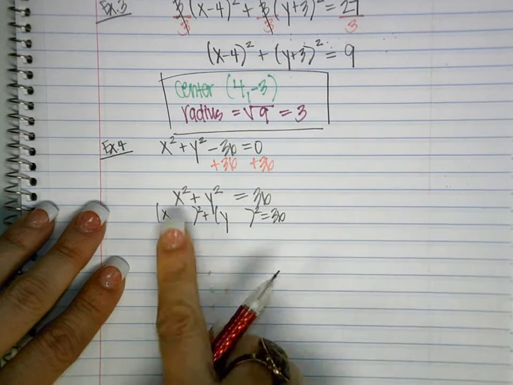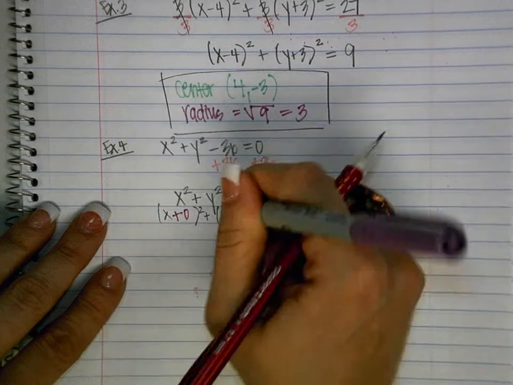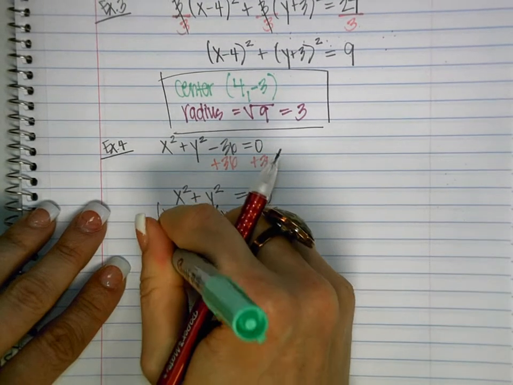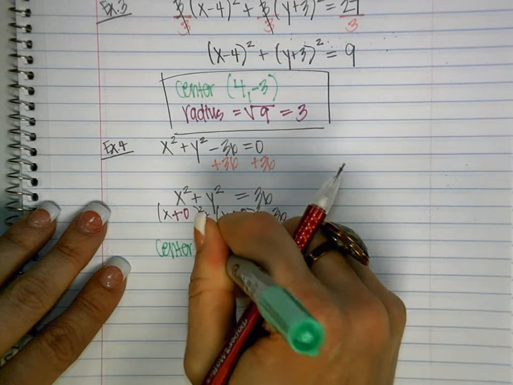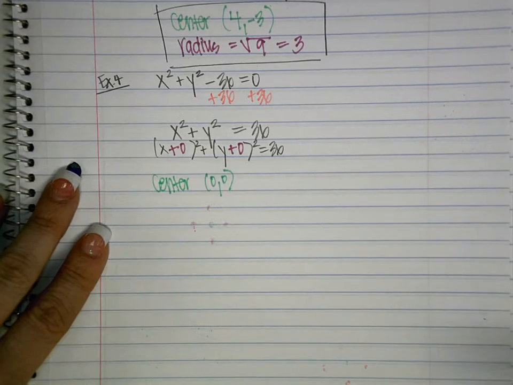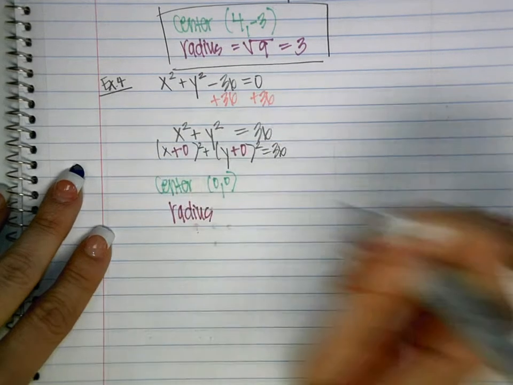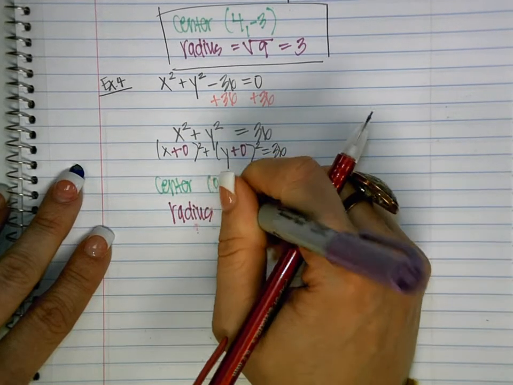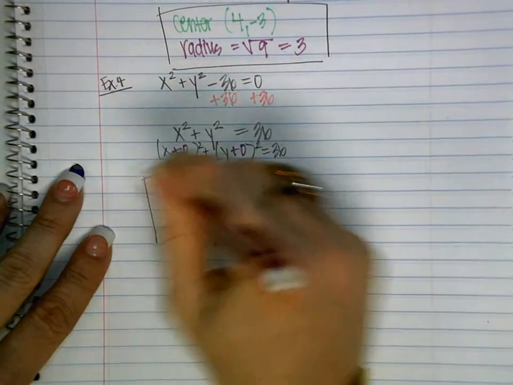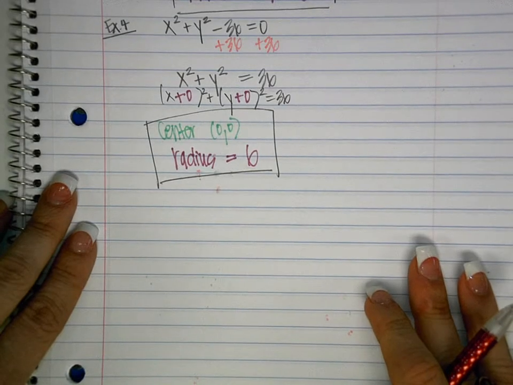What is inside these parentheses being squared? Zeros. Therefore, what is my center of this circle? 0, 0. Okay, so your center is at the origin, 0, 0. And what is the radius of this circle? Radius is square root of 36, so radius equals 6. If you needed to, you could graph that, or you could sketch that, but I'm not asking you to.